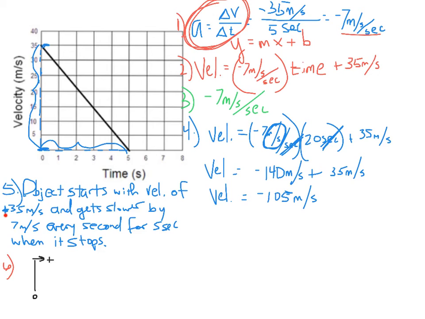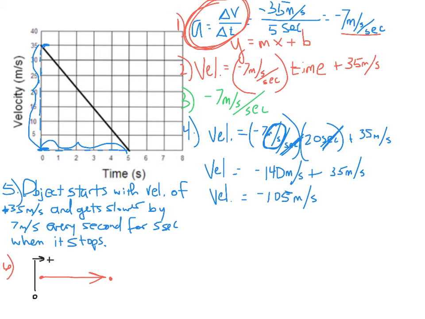Positive means my arrow has to be which way? In the positive direction. Now, is 35 meters per second fast or slow? Well, it's probably about 75 miles an hour, so I'd say it's pretty fast. So that means my first arrow has to be long because it's fast, and positive because it's in the positive direction. It doesn't matter where you start it, but it's going to be a long arrow.